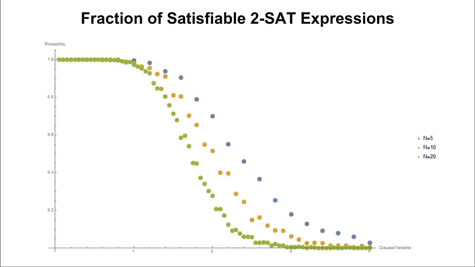Here I've generated 1,000 random 2-SAT expressions and plotted the fraction that were satisfiable as a function of clauses per variable. The most important one to note here is in green. This is 20 variables. One of the important features of the plot is that most of the time either all of the expressions are going to be satisfiable or all of them aren't. It's the region in the middle that's interesting here. For some critical ratio of clauses per variable, we find that we're transitioning from mostly satisfiable to mostly unsatisfiable expressions.